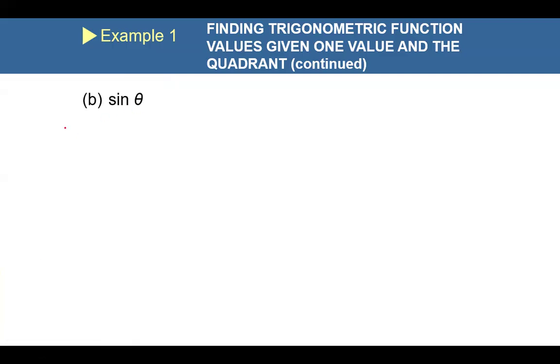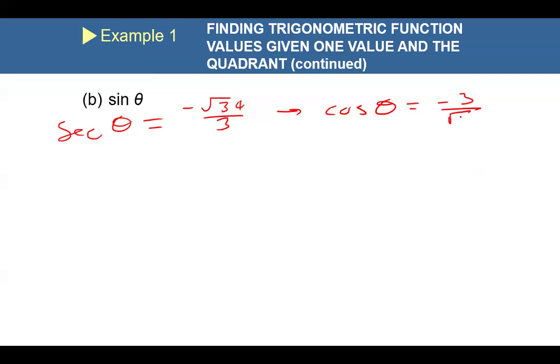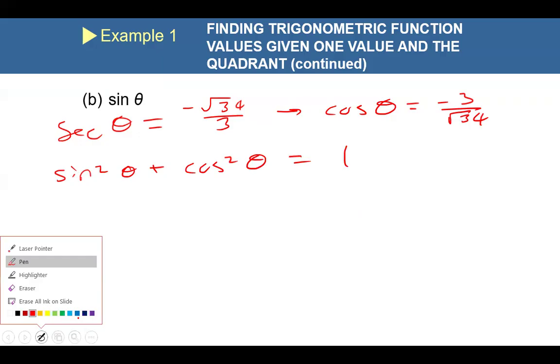What I can say is that because secant theta equals, what was it? Negative square root of 34 over 3. That means that cosine theta equals -3 over the square root of 34. Agree? Yes, still with me? Okay, and we know that sine squared theta plus cosine squared theta has to equal 1. So I plug in what I know and I solve for sine.